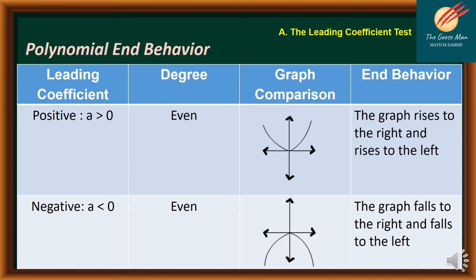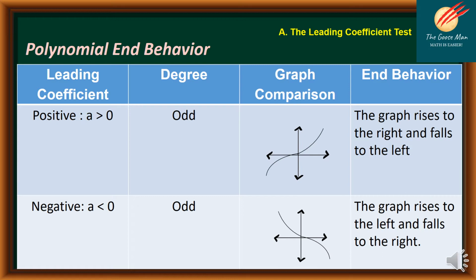On the other hand, if the leading coefficient is positive, it means that a is greater than 0, and the degree is odd, the graph rises to the right and falls to the left, as we can see on the graph on the third example. On the other hand, if the leading coefficient is negative and the degree is odd, the graph rises to the left and falls to the right, as we can see on the illustration.